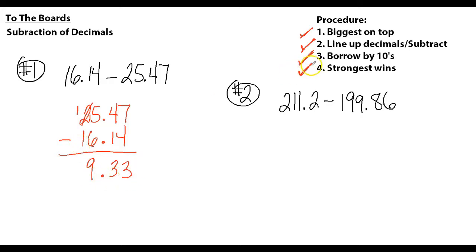I now need to check which one was my strongest. Was it the positive or the negative? Notice the negative number is stronger than the positive number, and so my final answer needs to be negative. The answer is negative 9.33.